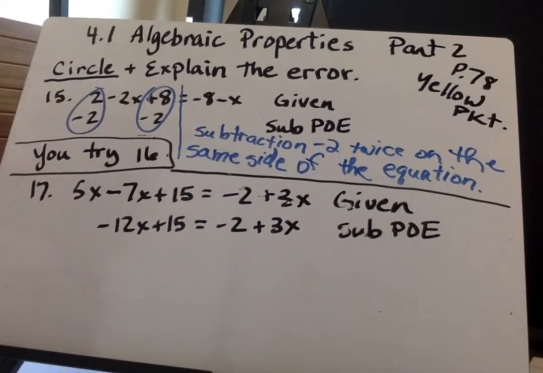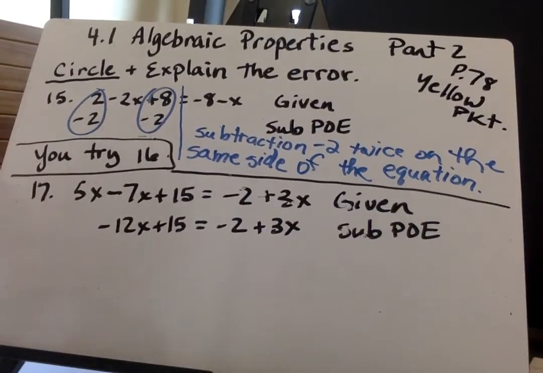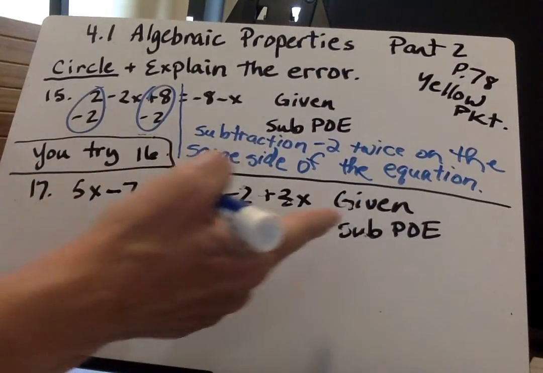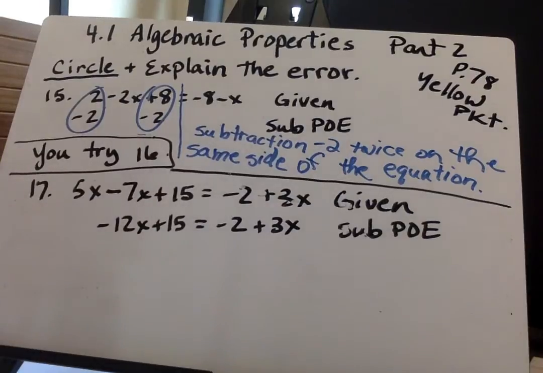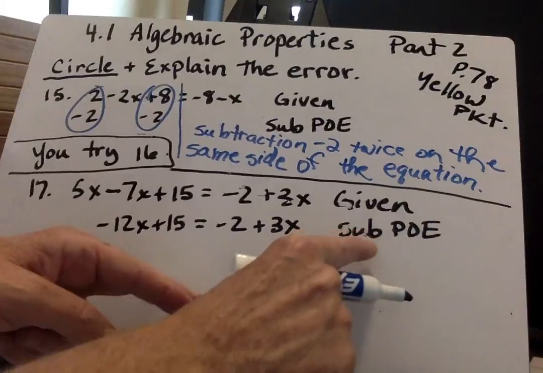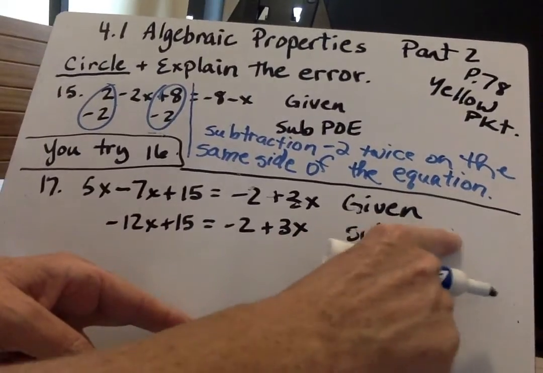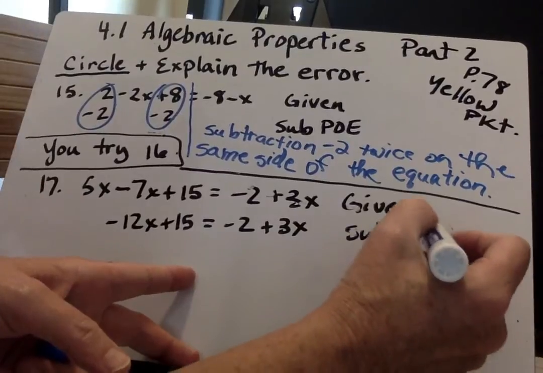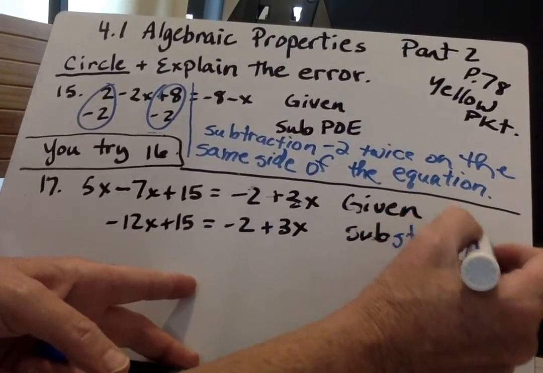Okay, we can pause the video and have you try 16. I'm going to go ahead and keep going on 17. Okay, so you have the equation here that's given, and then they say this by reason of the subtraction property of equality. Wait, that wasn't right. That should be substitution. It's not property. So I just wrote it down wrong from the sheet. So substitution is what it said.